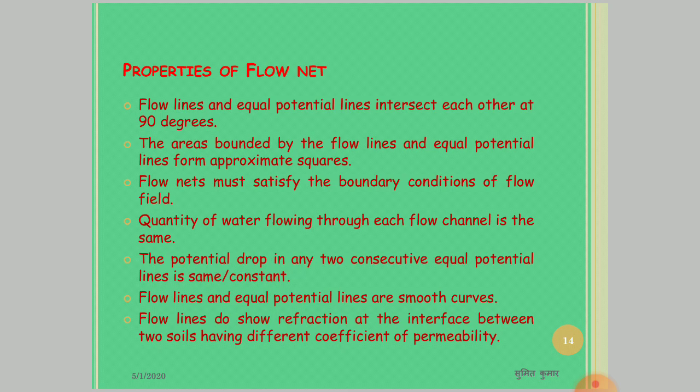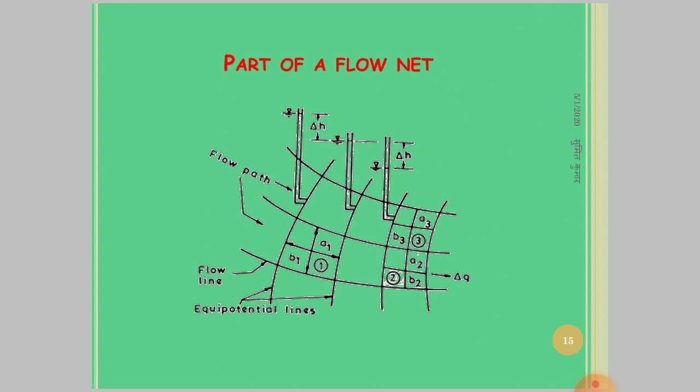There are some properties of flow nets. Flow lines and equipotential lines are orthogonal to each other. That is, they intersect each other at right angles. The areas bounded by the flow lines and equipotential lines form approximate squares. This figure is a part of a flow net. As per the property of flow nets, each flow channel in the figure will be approximately square in shape.